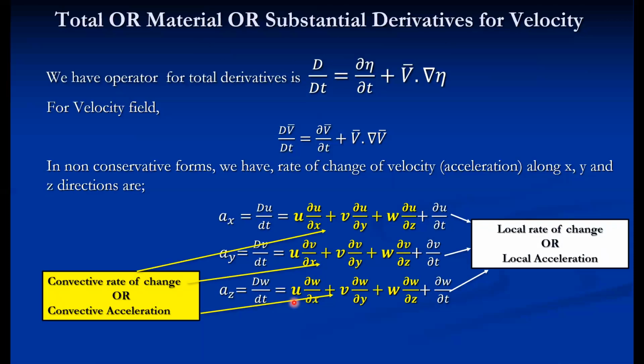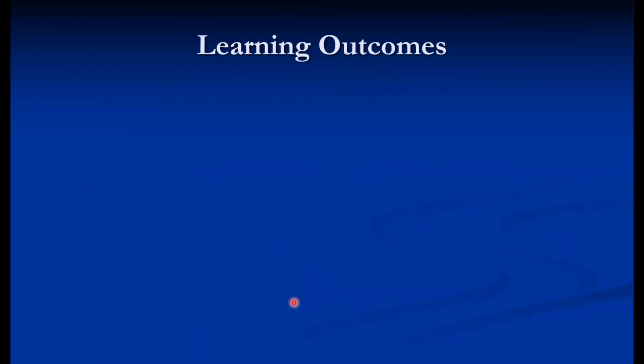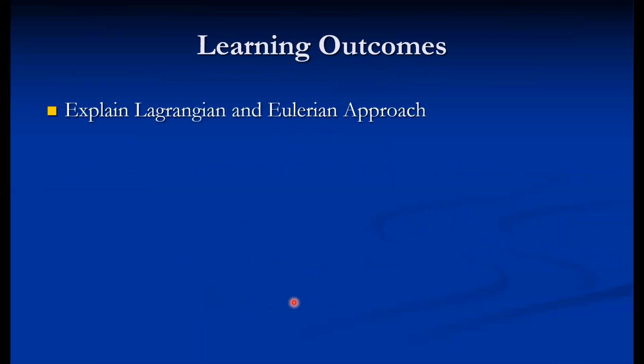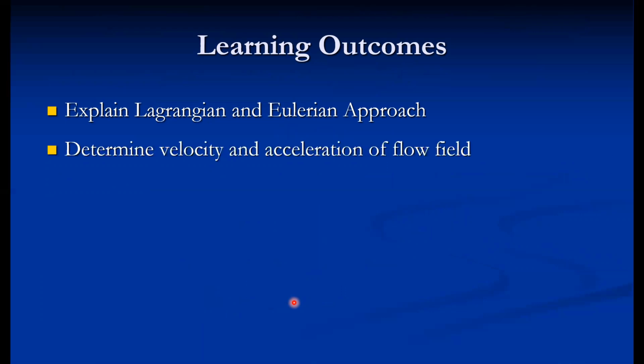So this is about the local part and the expression of the total or material or substantial derivative. At the end of this particular session, you should be able to explain the two approaches of flow field, that is the Lagrangian approach and the Eulerian approach, and their important features when they are used. Then you should be able to determine the velocity and acceleration of a flow field using the Eulerian approach.